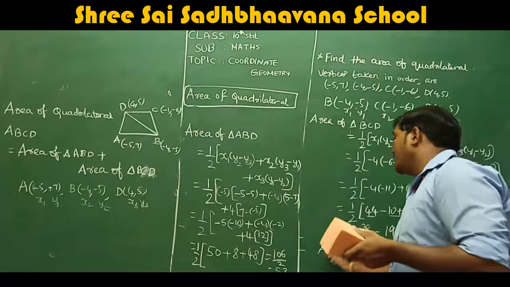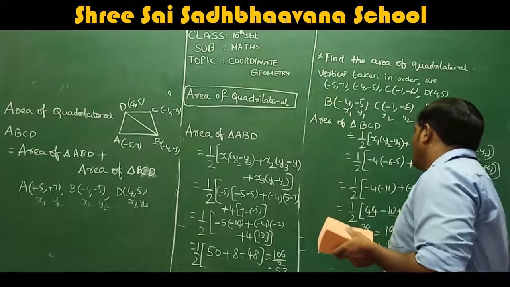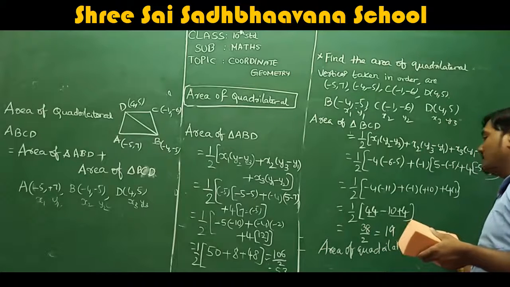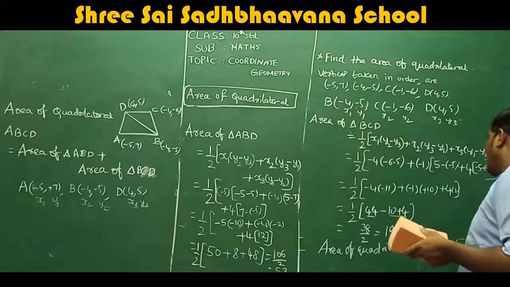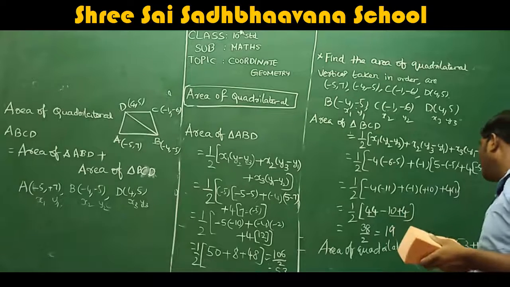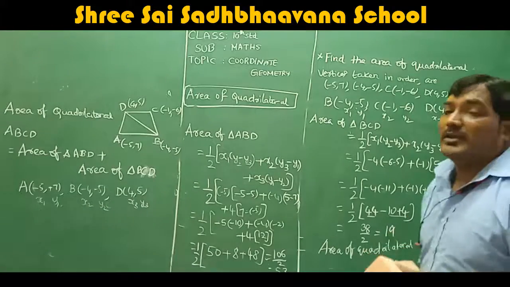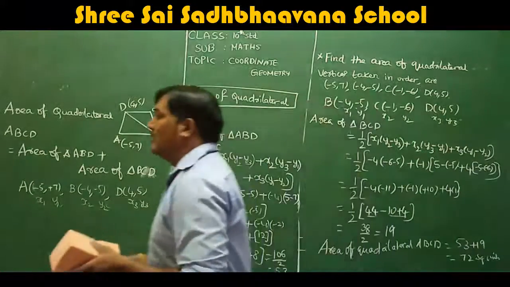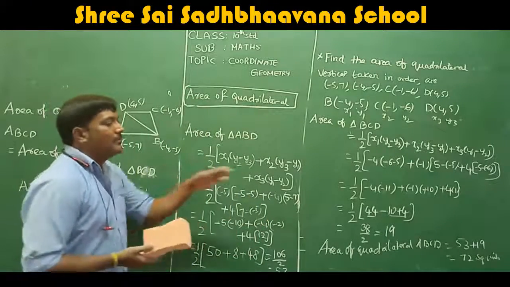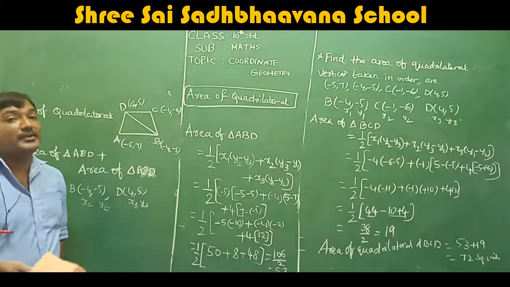So what do we have to find? We have to find the area of quadrilateral. So the area of quadrilateral ABCD is equal to, okay, add these two areas. One is 53, another one is 19. So 53 plus 19 is 72. 72 square units. You can write square units or not, no problem, but usually area is measured in square units. That's the reason we are writing it as 72 square units.